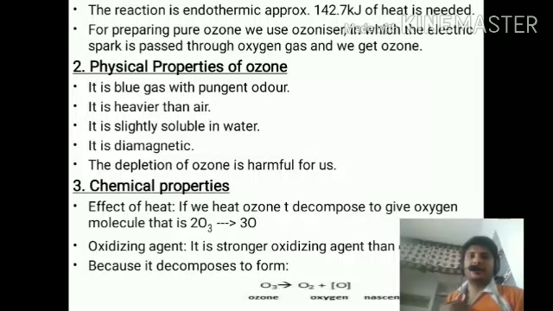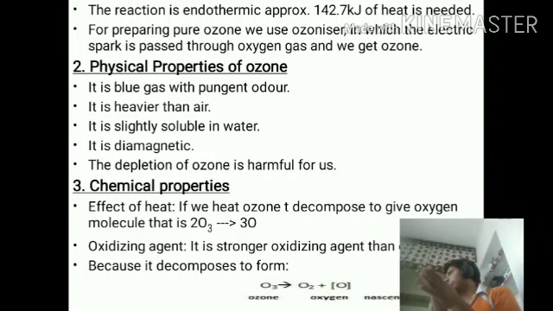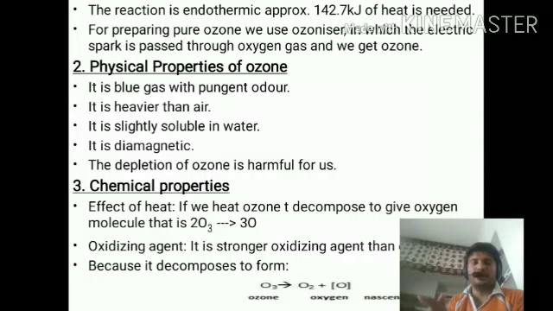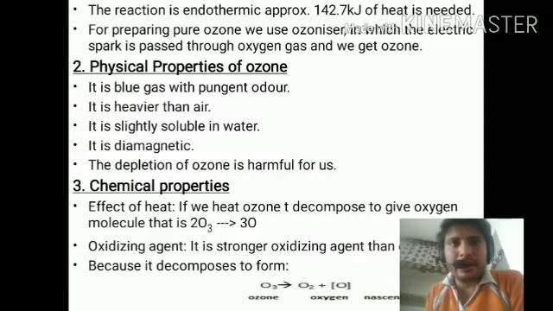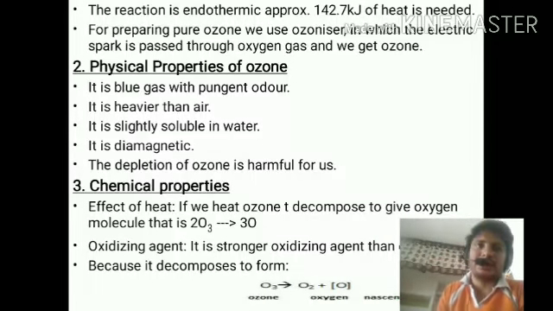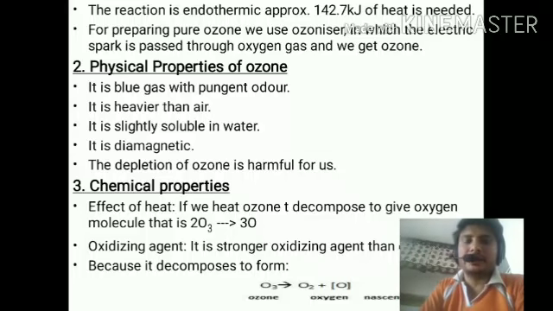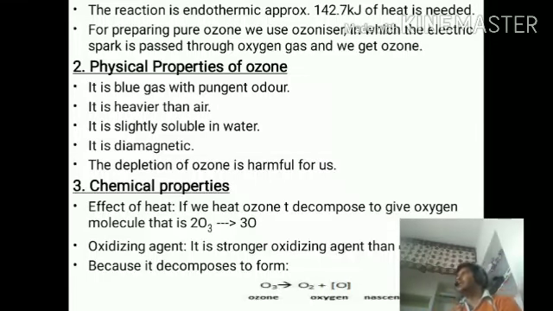The reaction is endothermic, because when the ultraviolet rays strike the oxygen molecule, the bond of the oxygen molecule dissociates and gives oxygen atoms. So 142.7 kilojoules of heat is required, so we can say it is an endothermic process. Okay, now for preparing pure ozone, we use the ozonizer, in which an electric spark is passed through oxygen gas to get ozone.